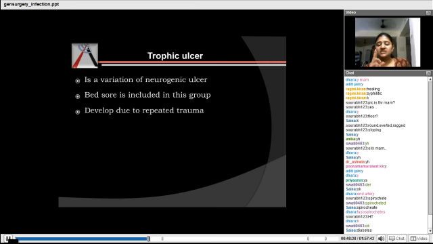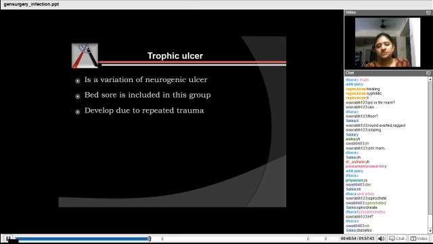Trophic ulcer. We have seen two things. We've seen tropical ulcer and now we are seeing trophic ulcer. Don't get confused. Be very careful when you're reading that word in the exam, alright? A trophic ulcer is a variation of the neurogenic ulcer and MCQ. Example of this is a bed sore.